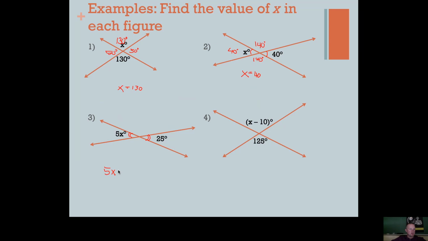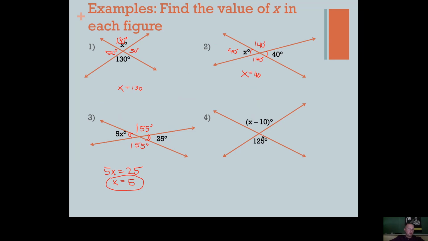So what times 5 gives you 25? Let's divide both sides by 5. X is 5. That doesn't mean the angles are 5 degrees. These angles are 25 degrees. What about these obtuse ones? They're going to be 155 degrees.